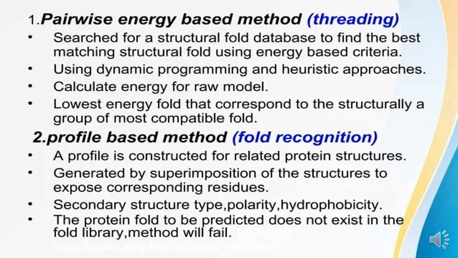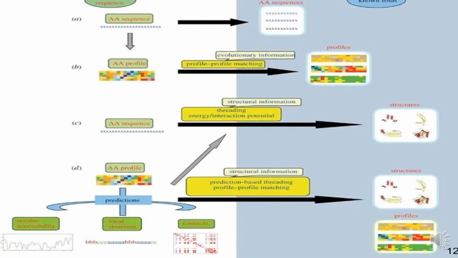We calculate the energy for the raw model, and the lowest energy fold corresponds to a structurally compatible fold. For the profile based method, a profile is constructed for related protein structures. It is generated by superimposition of the structures to expose corresponding residues. The secondary structure type, polarity, and hydrophobicity are considered. If the protein fold which is to be predicted does not exist in the fold library, then the method will fail. This diagram represents the various profile matchings and the threading process, which includes the prediction based threading profile and profile matching.